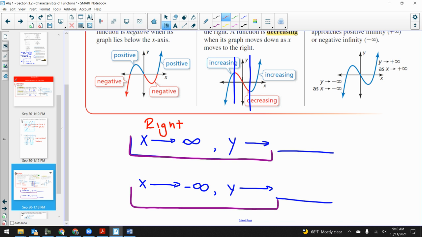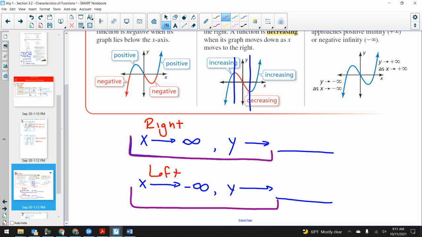On the right, what do the y values do? Does it go up or does it go down? That's all I'm asking you. Does it go up or does it go down? Yeah, that one goes up, you're right. And then this says as x goes to negative infinity. So as x is getting smaller and smaller and smaller, what direction is that? Left. On the left side.